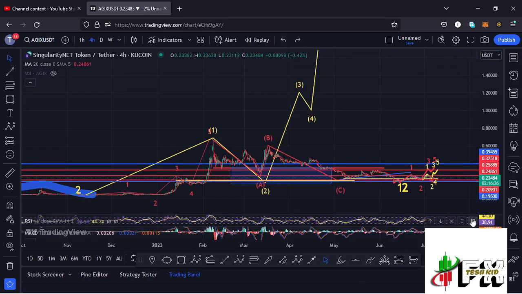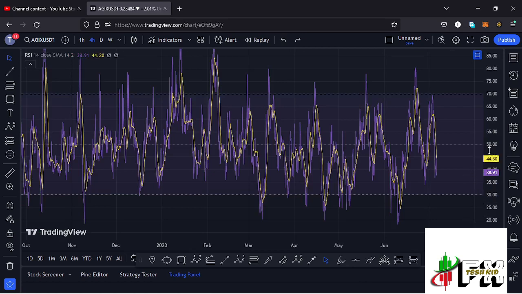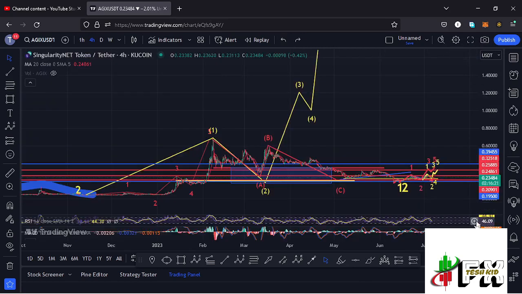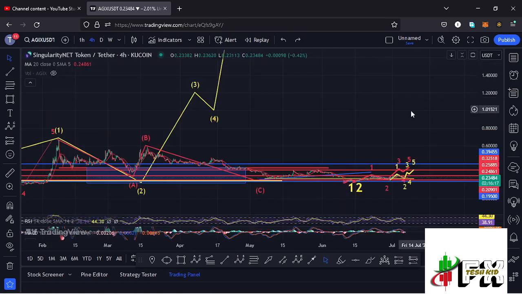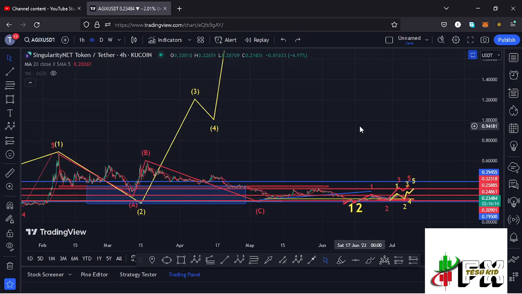On the indicators, on the RSI, we are trading at around the 44 mark. Also taking a look at the MACD, we have been able to print a bearish cross, so let's be patient and see how that plays out, and I will be keeping you updated.